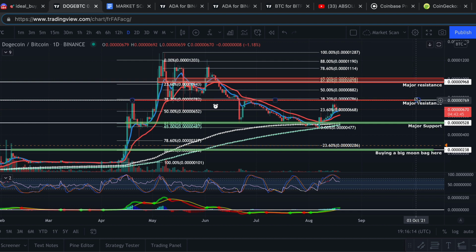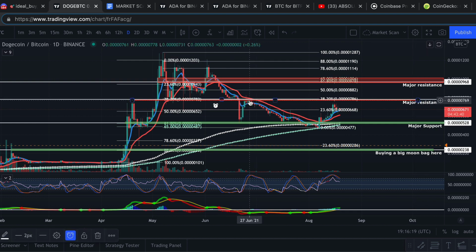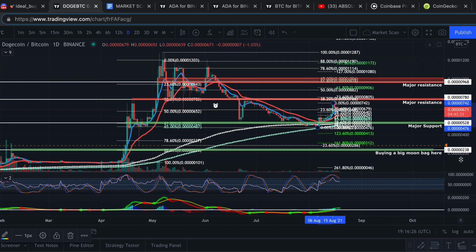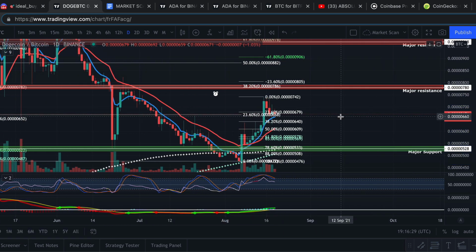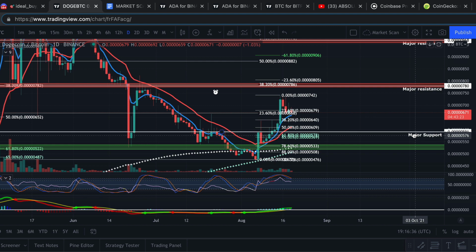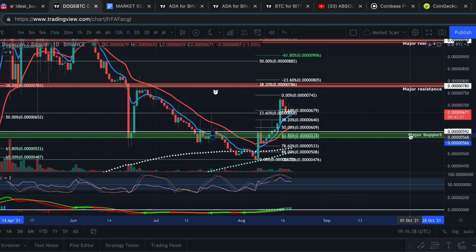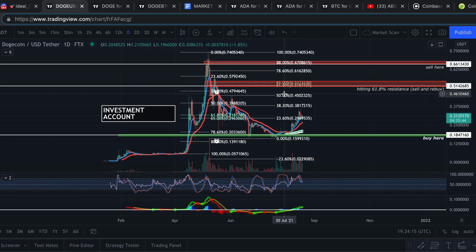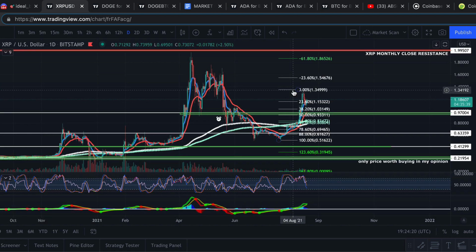And then this is the 38.2. This is obviously huge resistance right here. So I think it still has some room to run. If I'm being honest here, it has room to run. If it comes down here, I'll buy it again. This is clear major support right here. So let me put these alerts in. Okay, so that's Doge. Let's go down into XRP now.